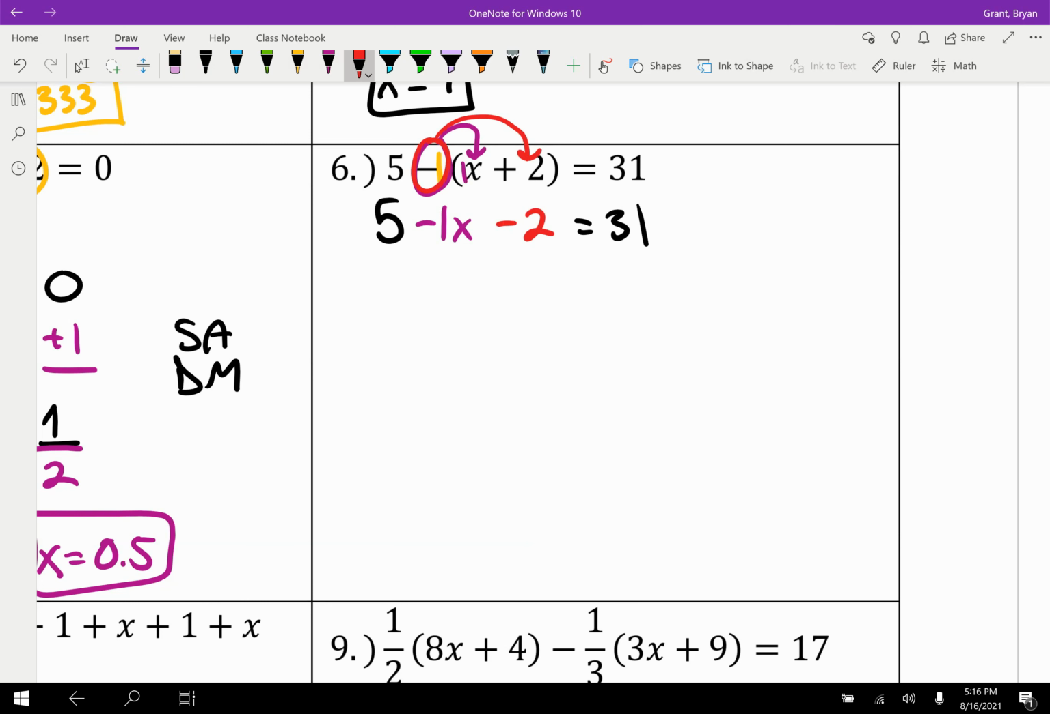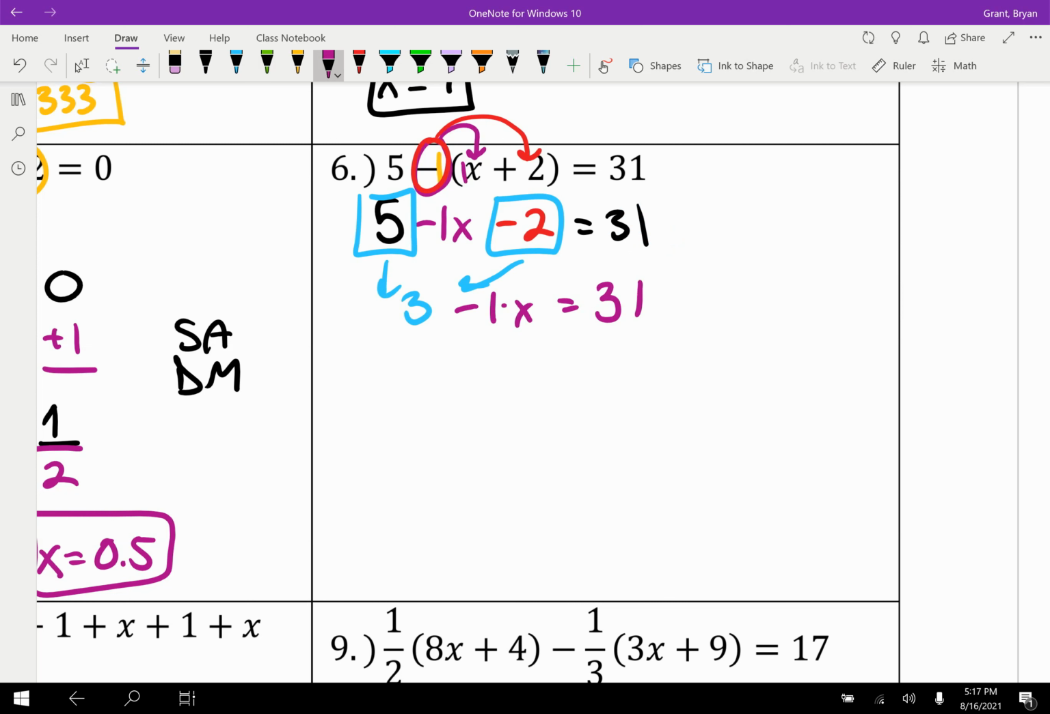We have now distributed. The next question we need to ask is, are there any like terms? Well, I see a 5 and a minus 2. Remember, we ignore the 31. It's on the other side. It's all by itself. 5 minus 2 will give us 3. And then there is still a minus 1x equals 31.